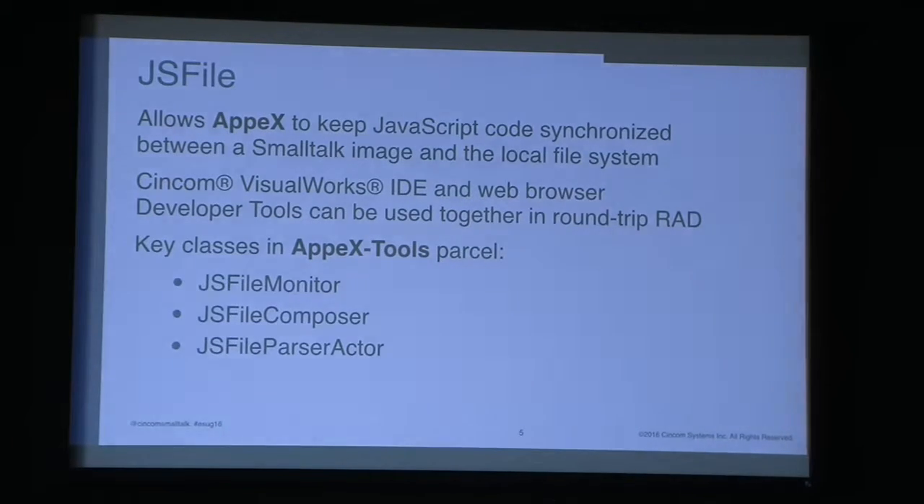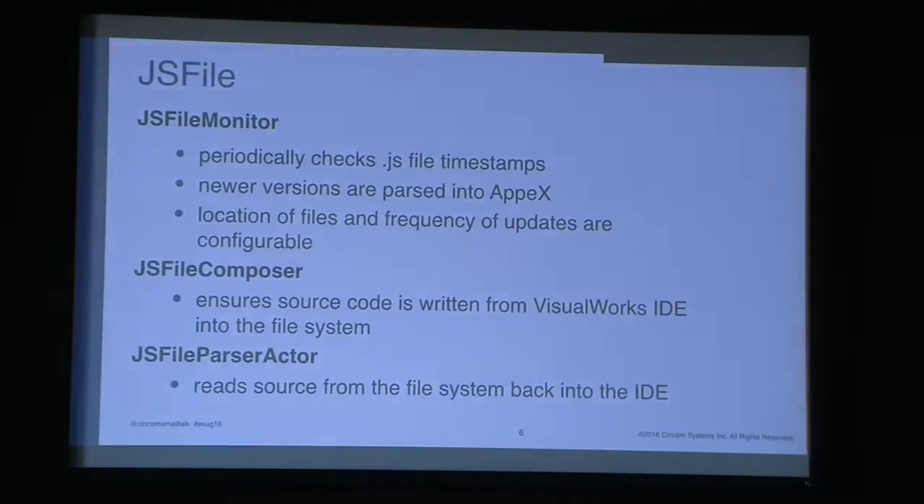Our upcoming release of VisualWorks 8.2 has some additions to the AppeX tools parcel. These three classes, I'm not really going too much into the detail. Basically, one is responsible for monitoring all the files and timestamps. When it detects a new version, it will parse it into AppeX. The file composer ensures that whenever you make a change in your VisualWorks IDE, it will also get written to the local copy of the file. And the parser actor is just one actor that we use in our peg parser to make sure that things are correctly parsed back into the IDE.